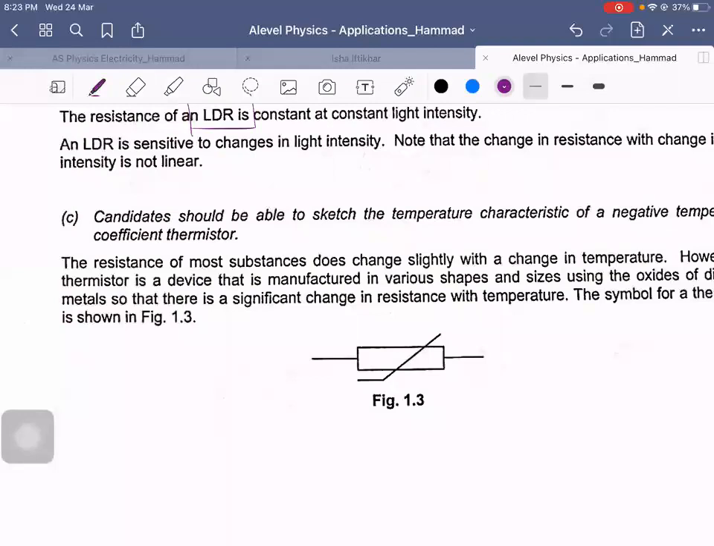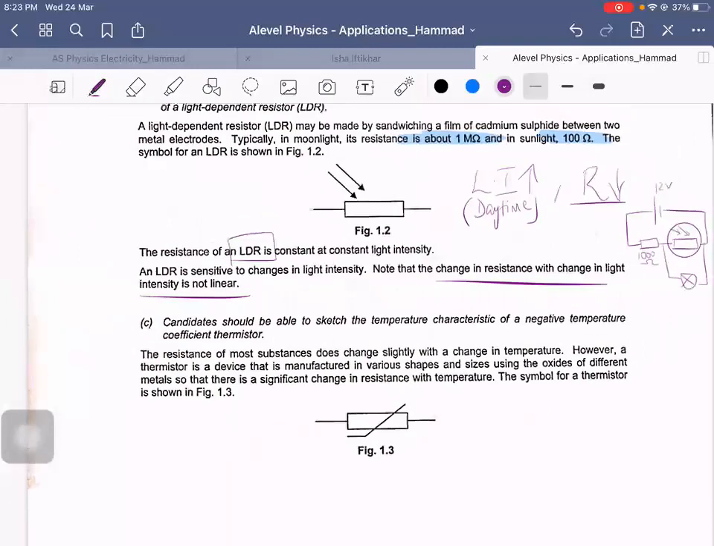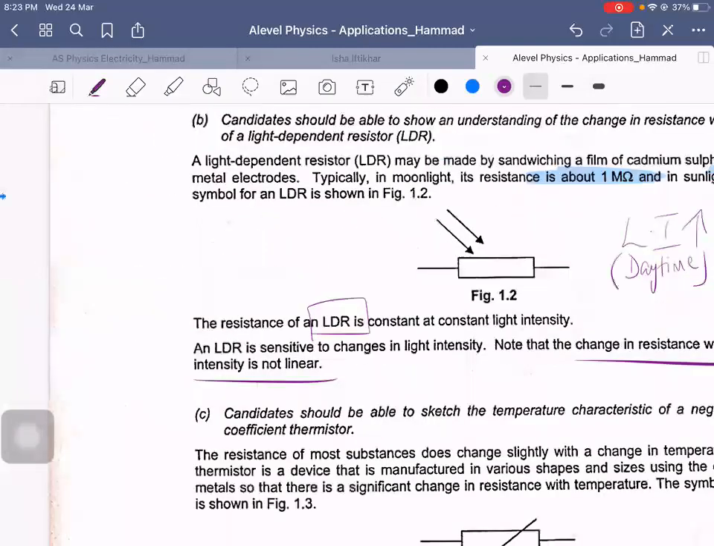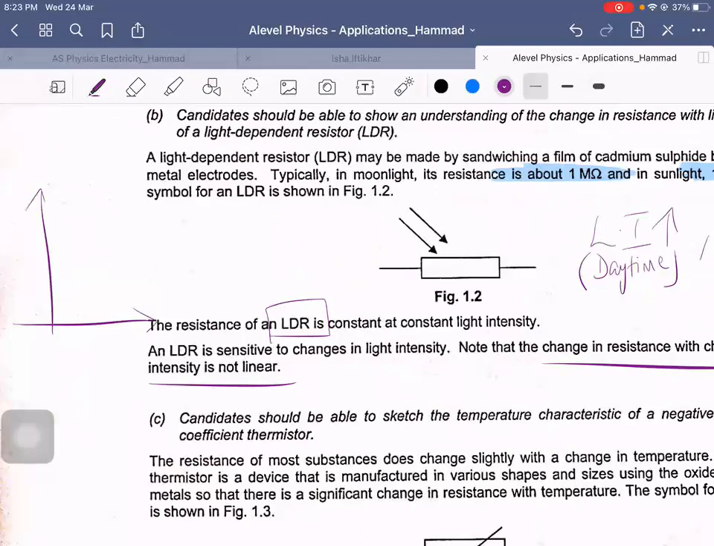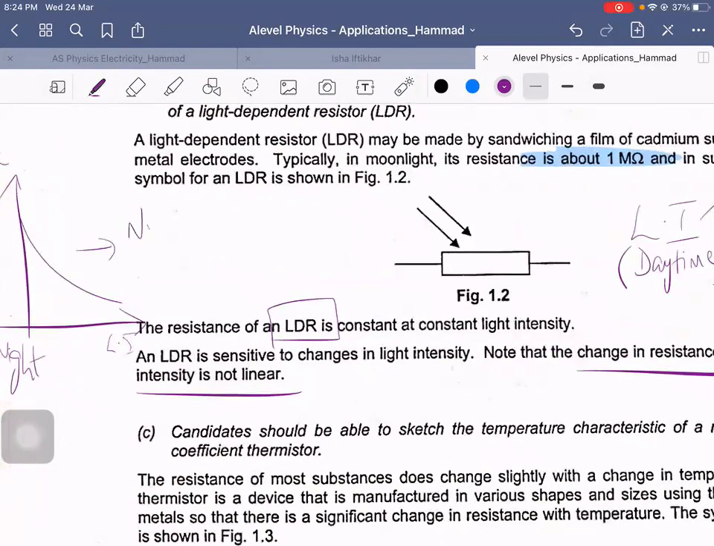Moving forward, one more thing you need to understand is that the light dependence is not linear. So if you were to draw a graph of the resistance to the light intensity, right? During night, when the light intensity was a small value, the resistance was a very high value and therefore decreases in an inversely proportional fashion. By the way, this is an example of a non-ohmic conductor.